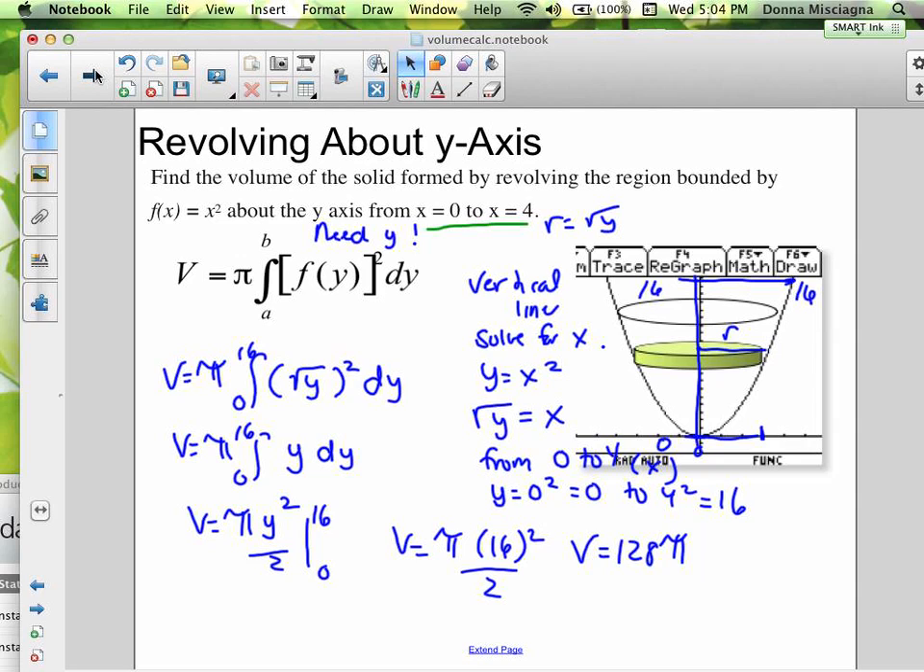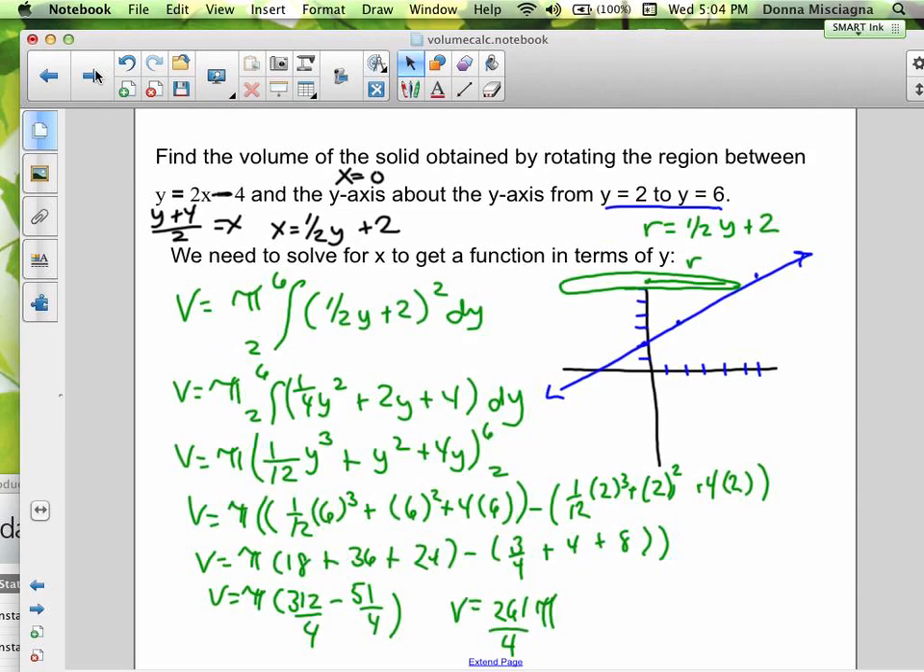All right, here's another one with respect to y. I left the graph up here since it was actually drawn pretty nicely by me. My line's actually straight. We want to find the volume of the solid obtained by rotating the region between x equals 2x minus 4 and the y-axis, which is x equals 0, about the y-axis from y equals 2 to y equals 6.